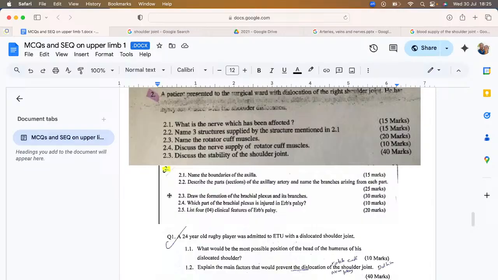Now, in this sort of question, I wouldn't mention origin, attachments, insertion, based on the fact that it only has 15 marks. If this was a 40-50 mark question, then I would explain more about origin, insertion, innervation of those muscles as well. So looking at the amount of marks is very important, and make sure that when you're answering this question, you're timing your answer.